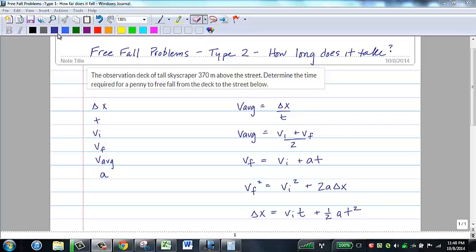Hello students, this is the third of 4 videos helping you to solve free fall problems. The first is just an explanation of free fall in general. This is the second sample problem.